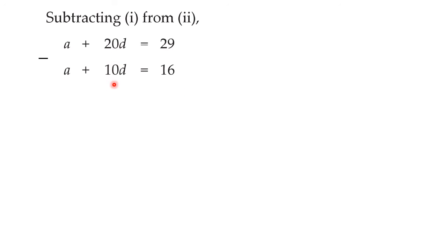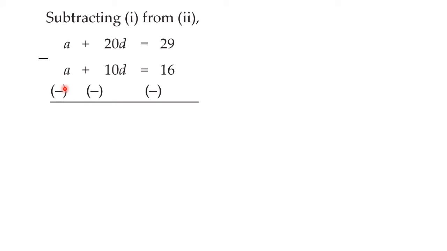Now when we subtract here, you know that we are changing the sign of each and every term of the second equation, or whatever terms are written down. So here plus a will become minus. Here also plus, so it will become minus, and here also plus, so it will become minus.